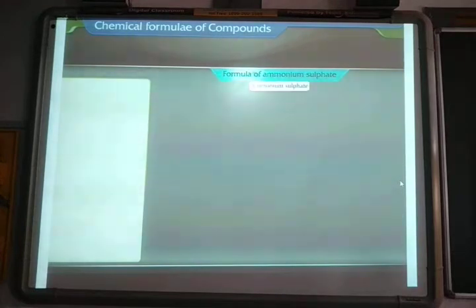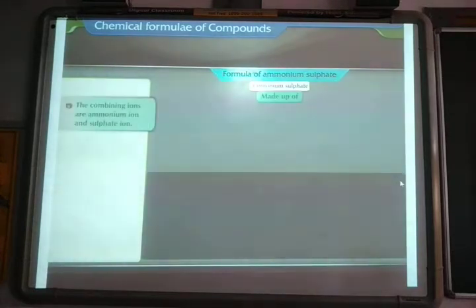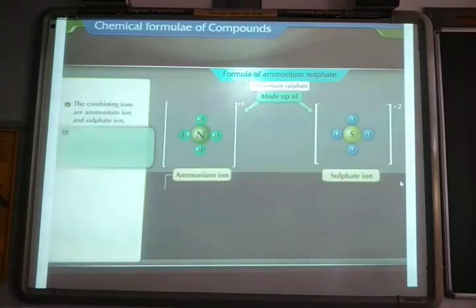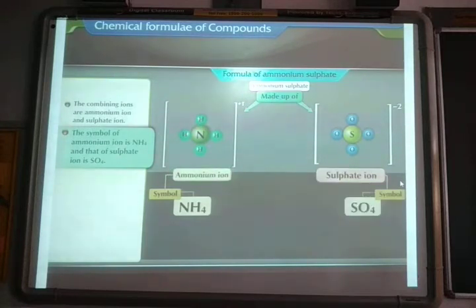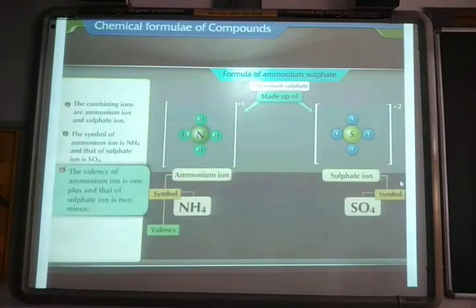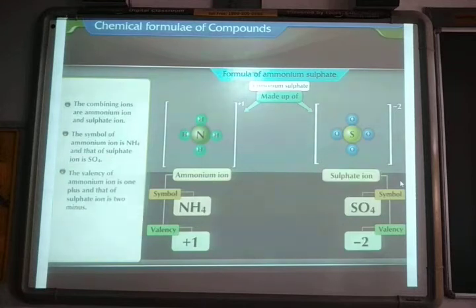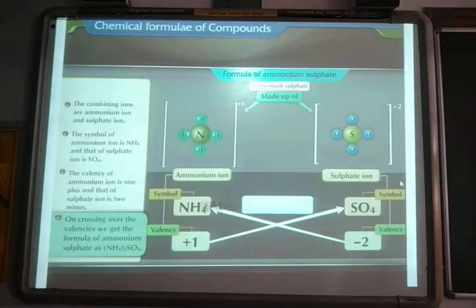Formula of ammonium sulfate. The combining ions are ammonium ion and sulfate ion. The symbol of ammonium ion is NH4 and that of sulfate ion is SO4. The valency of ammonium ion is 1 plus and that of sulfate ion is 2 minus. On crossing over the valencies, we get the formula of ammonium sulfate as (NH4)2SO4.